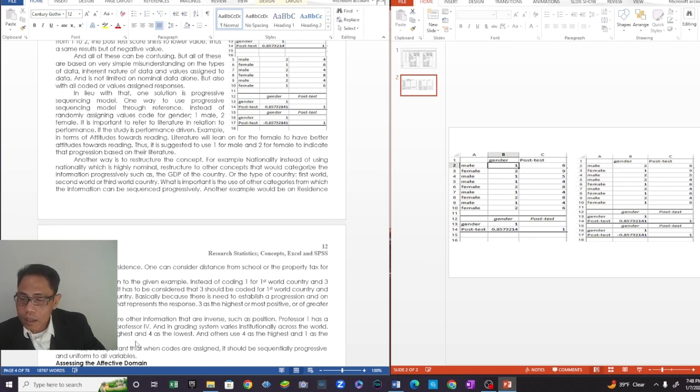Some use 1 as the highest and 4 as the lowest, and some use 4 as the highest and 1 as the lowest. So it can be confusing. And going back to this one, let's go to the shifts, okay?